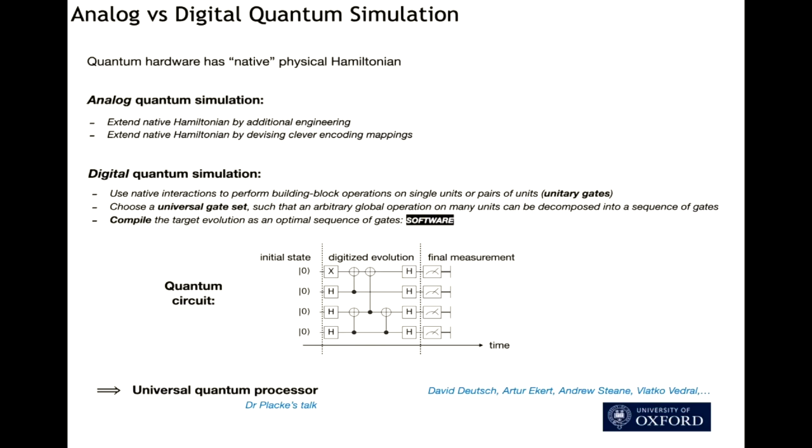So you will hear more about this in the talk by Dr. Plake, but here I can't help mentioning the fact that in the development of this field of universal quantum computation, the researchers in Oxford played really a protagonist role, including David Deutsch and Arthur Ekert and Andrew Steane and so on and so forth. So this is a very important topic worldwide and here in particular. Very good.